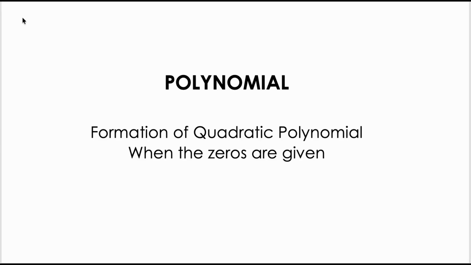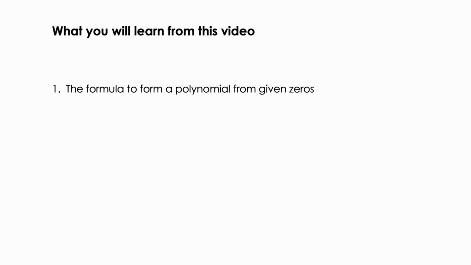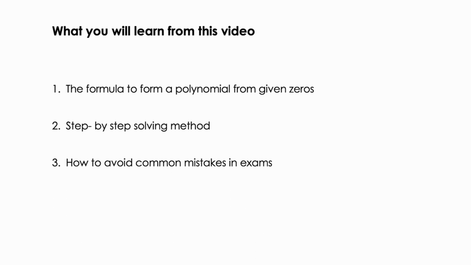So today's topic is formation of a quadratic polynomial when the zeros are given. Stay till the end. What you will learn from this video: first, the formula to form a polynomial from the given zeros, so when two zeros are given, how we will form the quadratic polynomial. Then, the step by step solving method, and third, how to avoid the common mistakes in the exams. So all these three we will go one by one. Watch carefully till the end of this video.